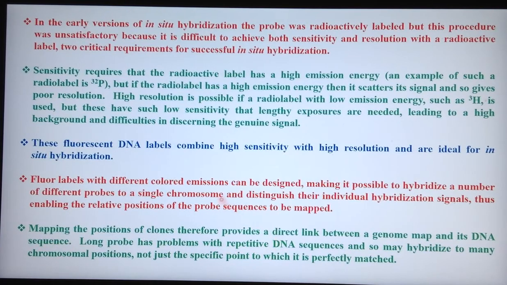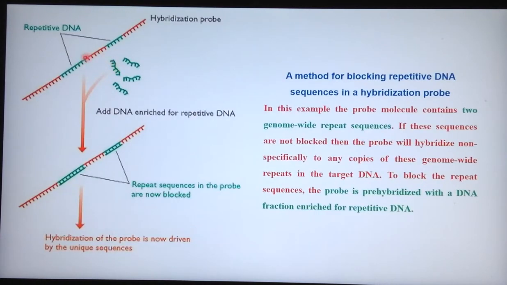So we get to know that this is a DNA probe and this is where the DNA probe is binding to the chromosomal DNA, assigning it a position on the chromosomal DNA. The problem with the probes is the presence of repetitive DNA. So we can block these repetitive DNA sequences in our probe. Like these are some repetitive DNA motifs present on our hybridization probe.